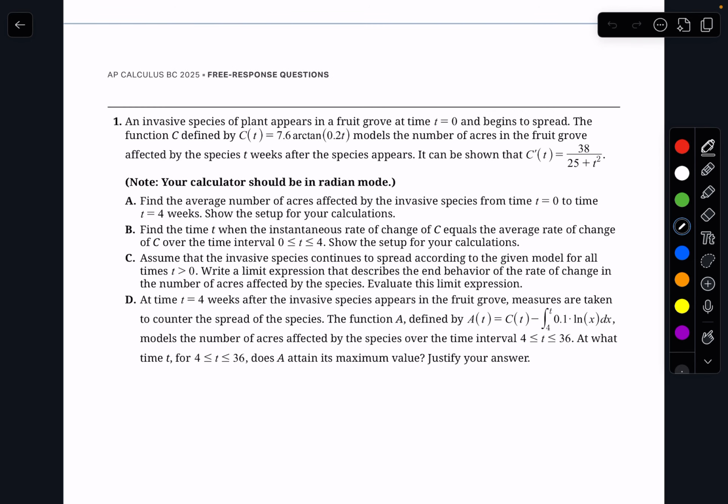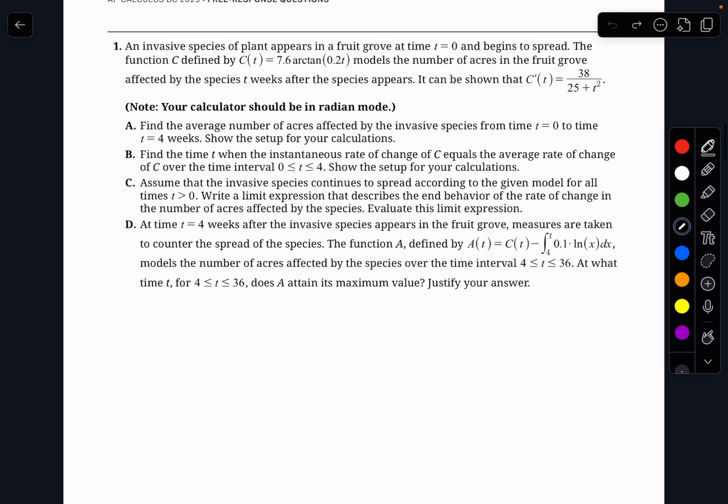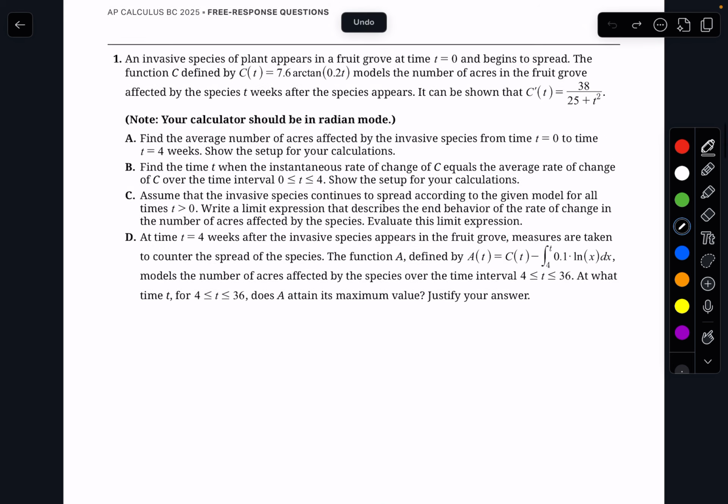Number 1. An invasive species of a plant appears in a fruit grove at time t equals 0 and begins to spread. The function c is defined by c of t is equal to 7.6 arctangent of 0.2 times t, which models the number of acres in the fruit grove affected by the species t weeks after the species appears. It can be shown that c prime of t is equal to 38 over 25 plus t squared. Calculator should be in radian mode. Part A. Find the average number of acres affected by the invasive species from time t equals 0 to time t equals 4 weeks. Show the setup for your calculations.